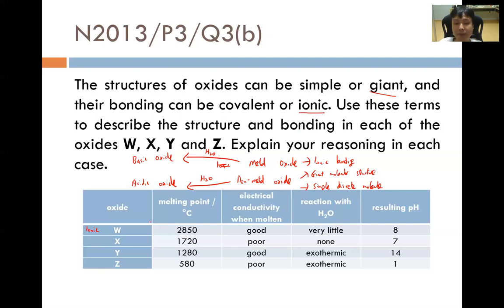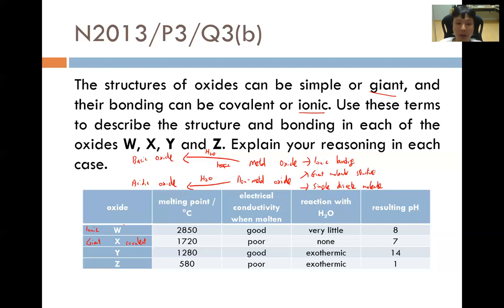Okay, that is for W. For X, the melting point is still significantly high. The electrical conductivity when molten is poor. So this basically points towards a giant molecular structure. Melting point is high, it's either this or this, but it does not conduct electricity when molten, so it's pointing towards a giant molecular structure. Moreover, the reaction with water is totally none, and the resultant pH is 7. So definitely this is a giant molecular structure, and it's covalent bonding, because it's between non-metals in a giant molecular structure.